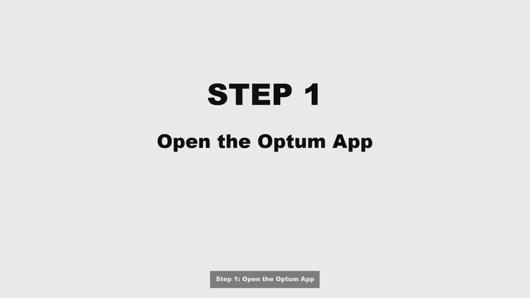Enabling Face ID on your Optum app can enhance your security and make accessing your account more convenient. Follow these steps to set it up. Step 1. Open the Optum app. Launch the Optum app on your mobile device. Ensure that you are using the latest version of the app for optimal performance.